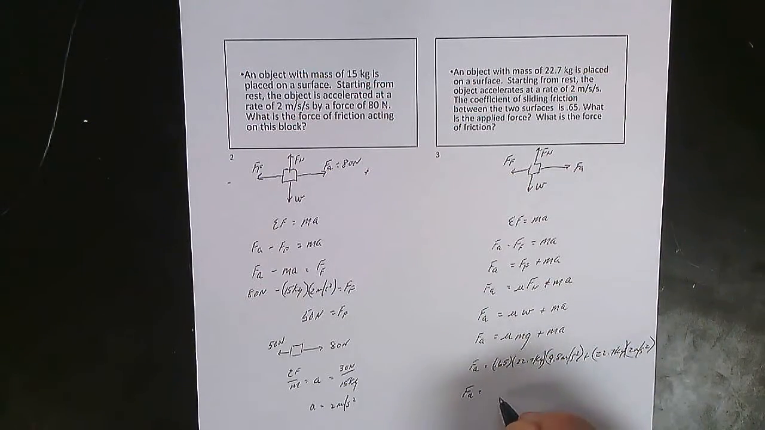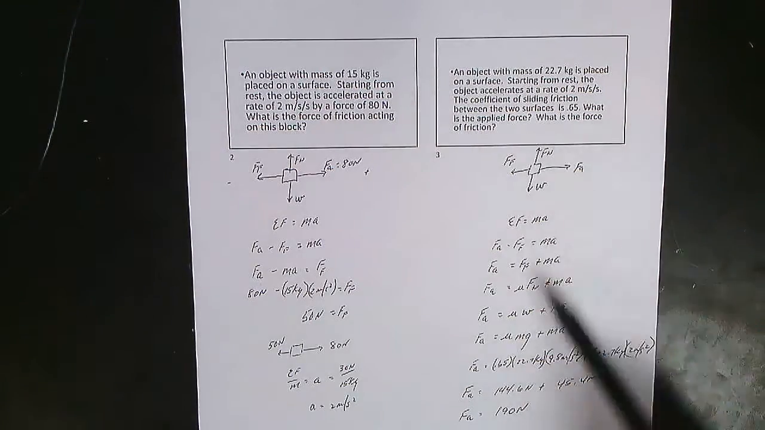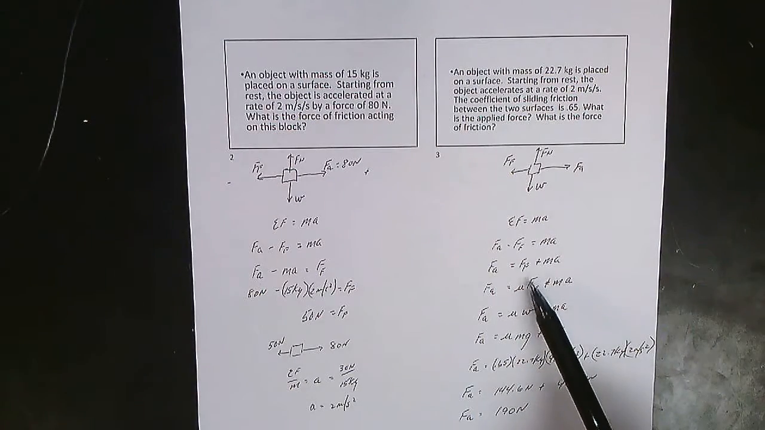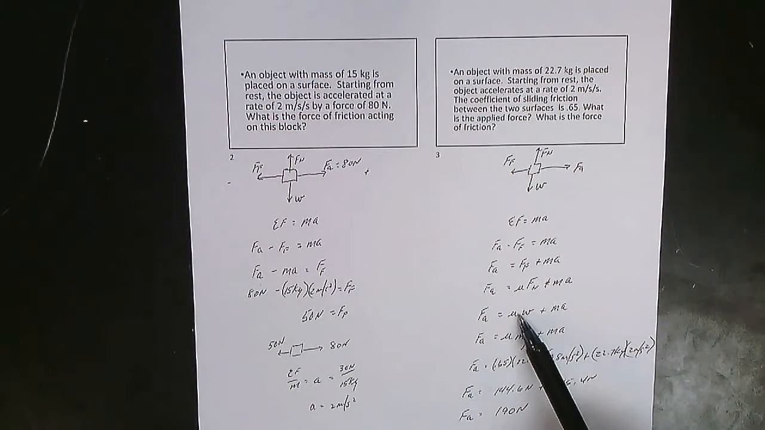FA is equal to 144.6 newtons plus 45.4 newtons. My applied force has a value of 190 newtons. Now, the next question, what's the force of friction? Well, we've actually figured that out in our process. FF is mu times the normal, is mu times the weight, is mu times m times g. Substitute all that in there. The actual force of friction is 144.6 newtons.